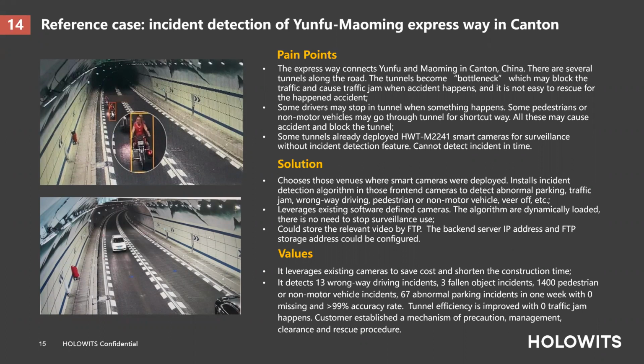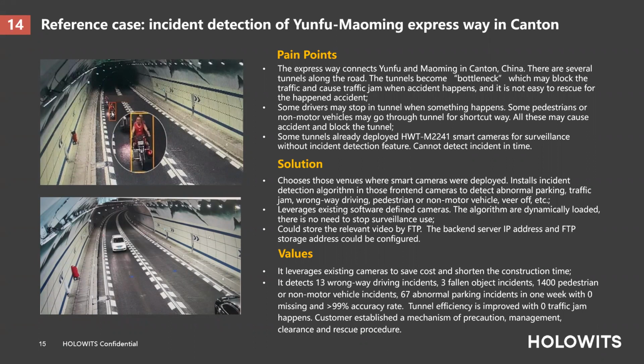So our solution is that we choose those venues where smart cameras were deployed, and install our algorithms in those front-end cameras to detect incidents like abnormal parking. These are existing software-defined cameras. The algorithm can be dynamically loaded, so there is no need to stop the surveillance use. We can also store the relevant videos by FTP. The backend service IP address and the FTP storage address can be configured.